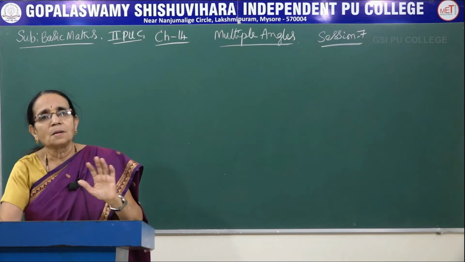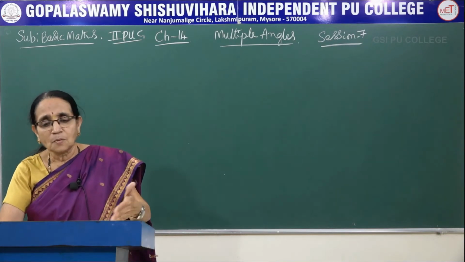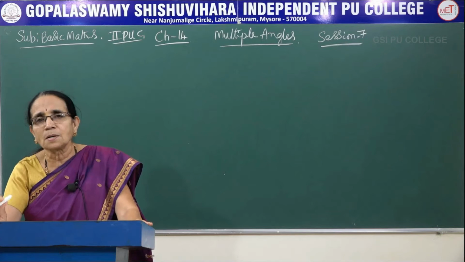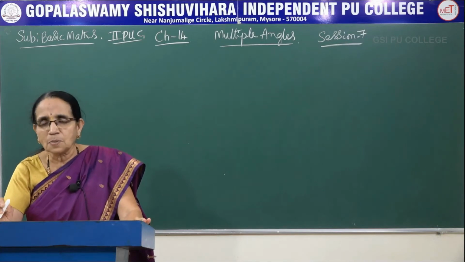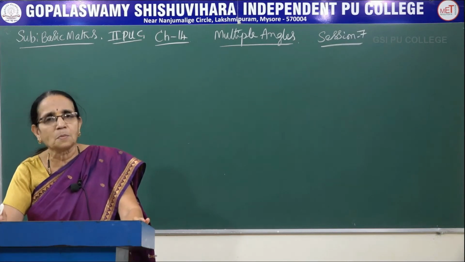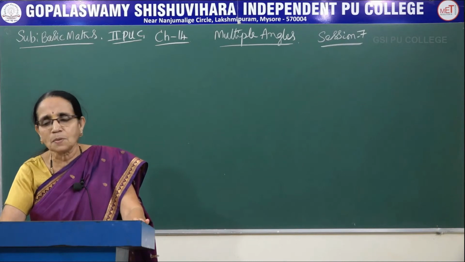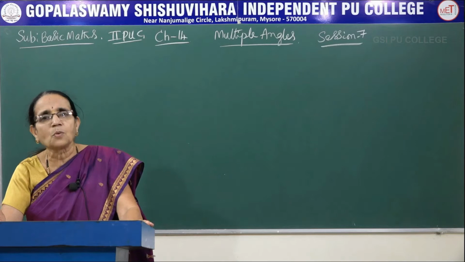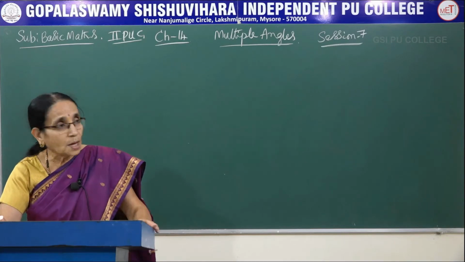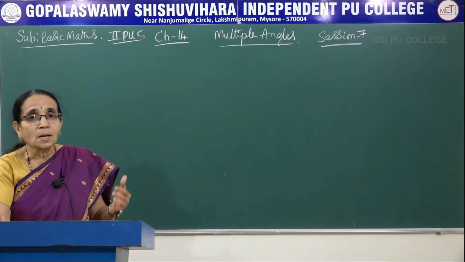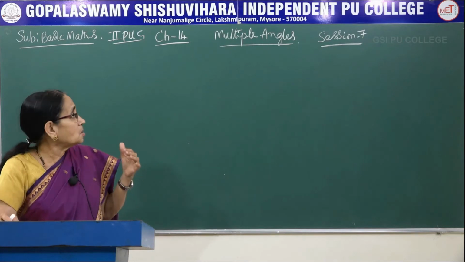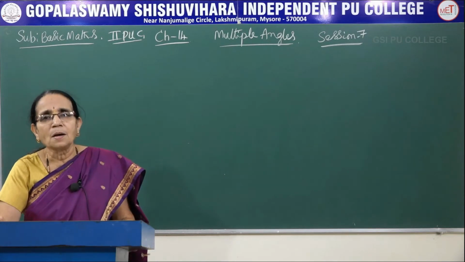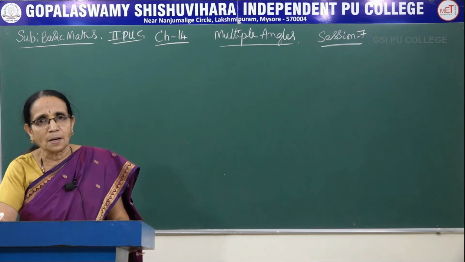So we had learnt, without doing any derivation, the formulas for sin A plus B, cos A plus B, tan A plus B. Similarly, for the angle A minus B, we had learnt the formula, and using the formula, we had worked out the problems. Now, in today's session, in the same chapter, I am teaching you about another type of angle which is called a multiple angle.